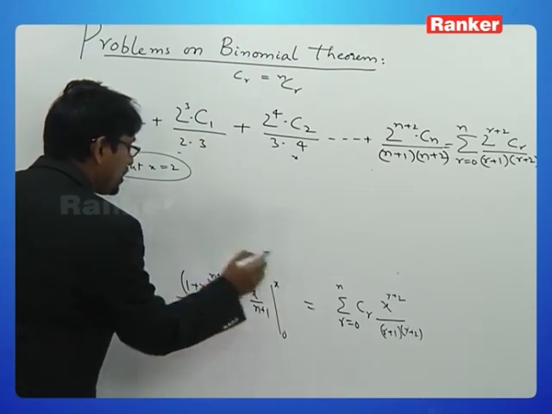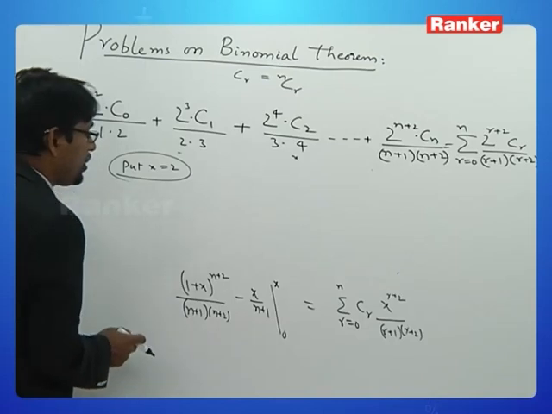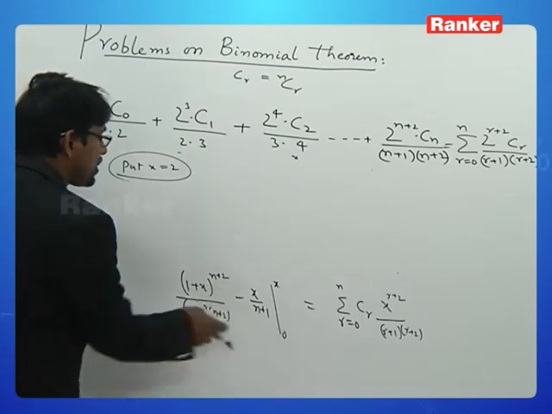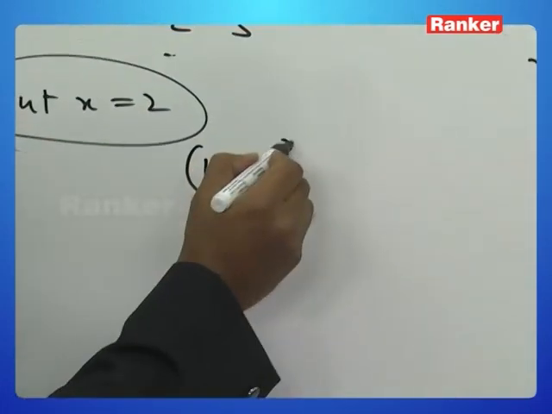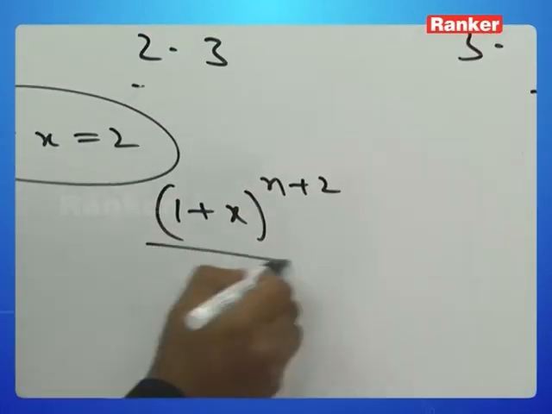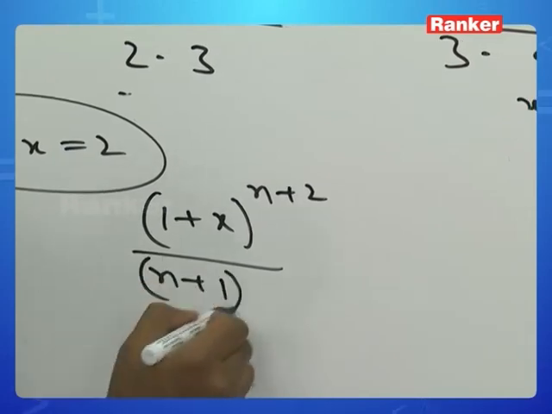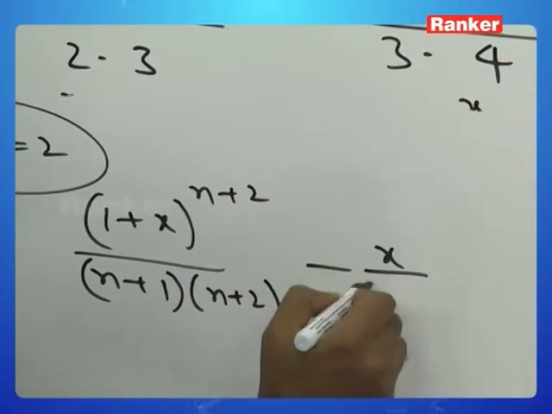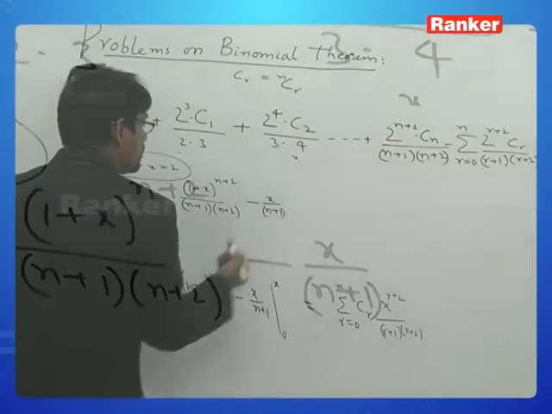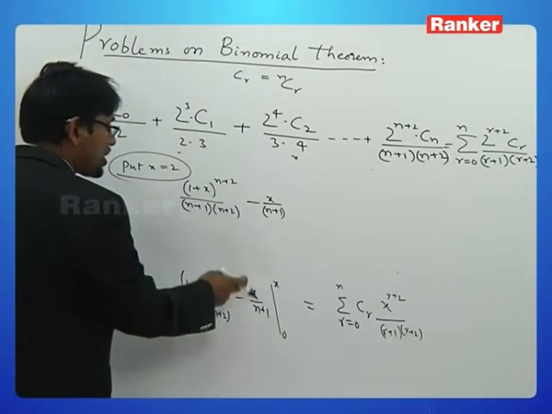After applying this, we'll put x equal to 2. So what do we have? 1 plus x power n plus 2 by n plus 1 into n plus 2, minus x by n plus 1. That's the upper limit.